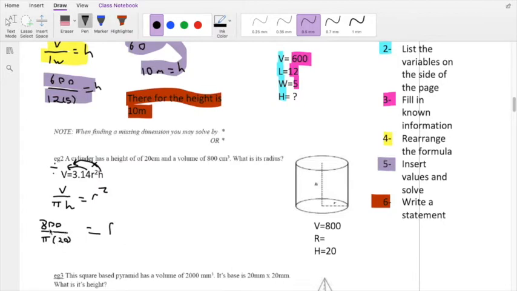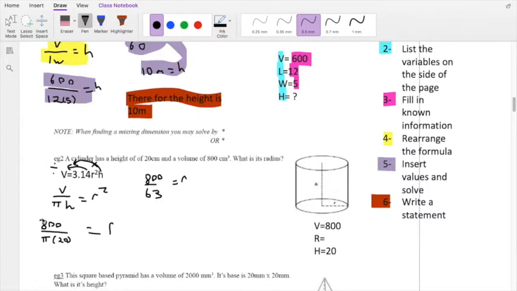So don't do 800 divided by pi times 20 because that's going to give you the wrong number. What I would suggest is do the bottom first, right at your next step, and do pi times 20 first. So pi times 20 equals 62.8. So let's say 63 for argument's sake.